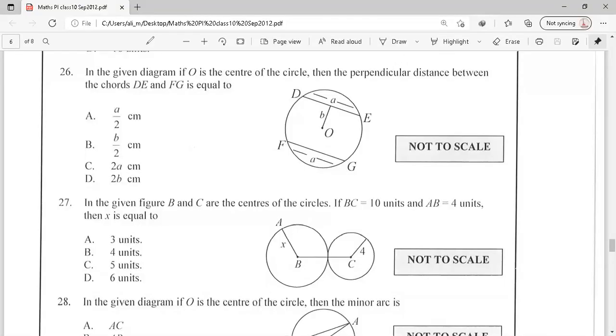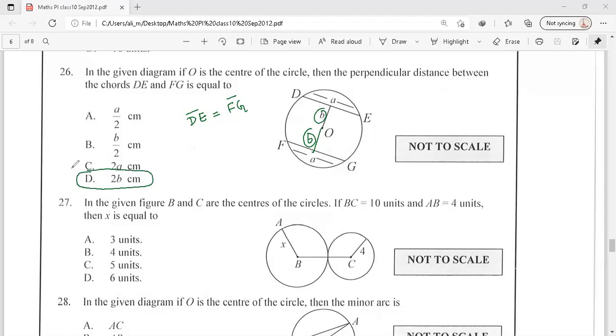Let's come to our question number 26. In this given diagram, O is the center of the circle, and we need the perpendicular distance between the chords DE and FG. As we can see, these two chords are equal, DE and FG. If these two chords are equal, it means that their distance from the center will be equal. If this distance is B, then the other distance would also be equal to B. So the distance between these two chords is B plus B, which is 2B. Option D is the right answer.